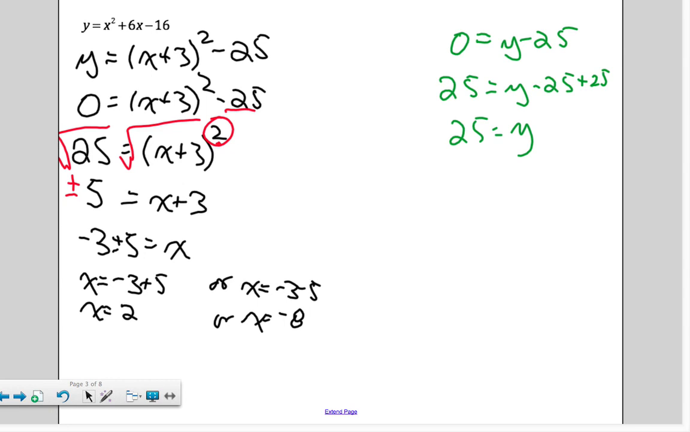So really now you have two methods to figure out the x-intercepts. You could factor, or you could complete the square and then go this way. Which way is better? Personal preference. I like to factor, you like to complete the square. But now you have another tool in your repertoire.